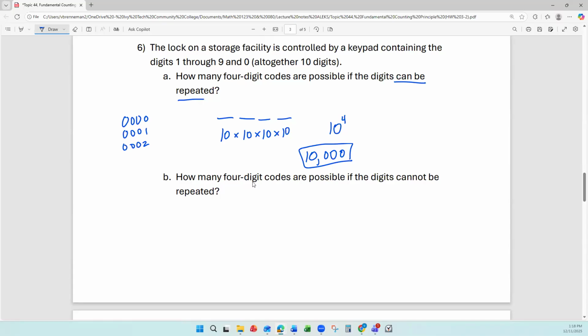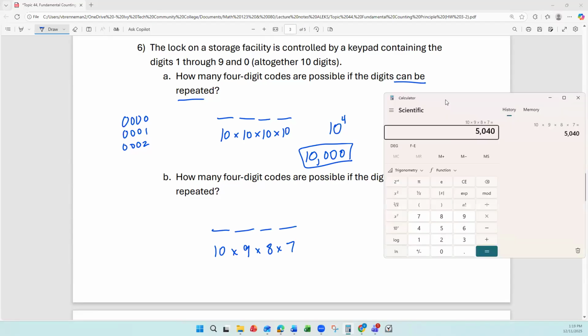There's 10,000 of them. Now, how many 4-digit codes are possible if the digits cannot be repeated? Now we'll have that same counting down. The first one could be any of the 10, but then there's only 9, then 8, then 7. 10 times 9 times 8 times 7 is 5,040.